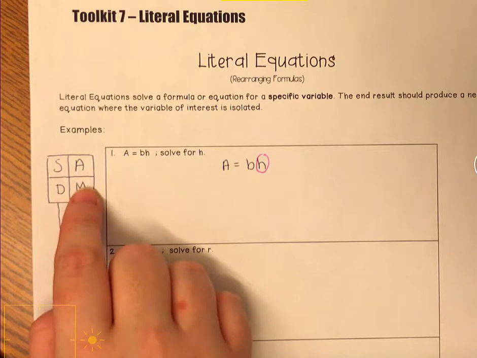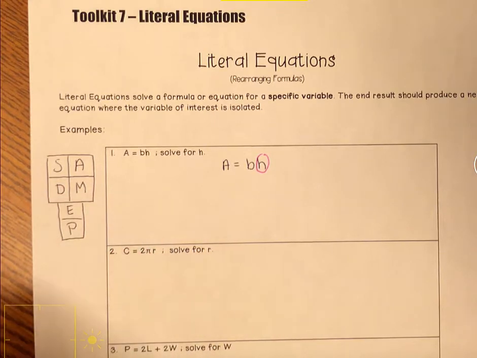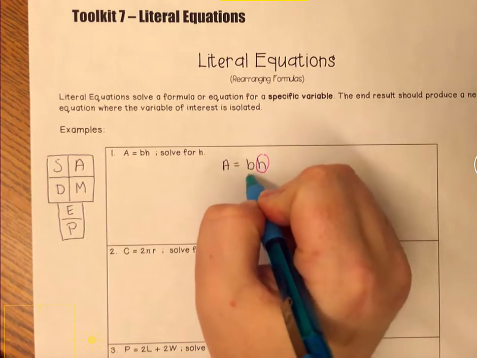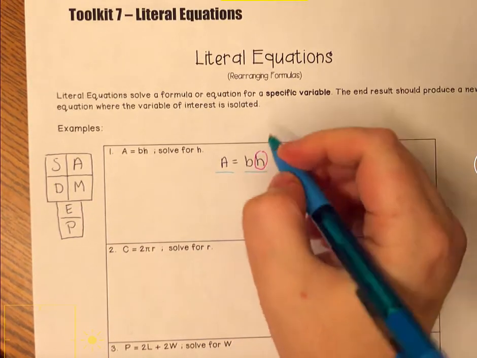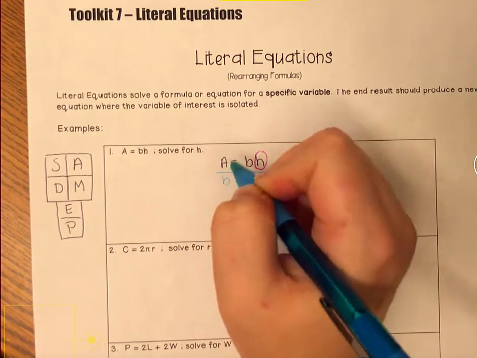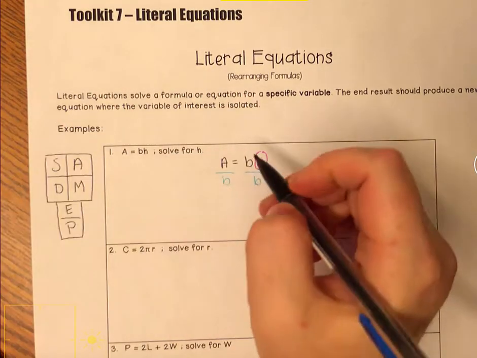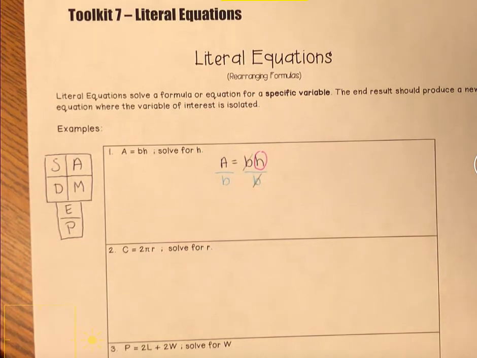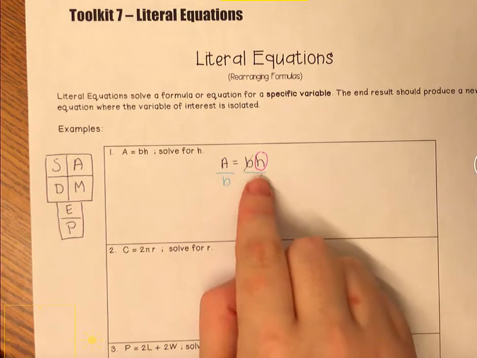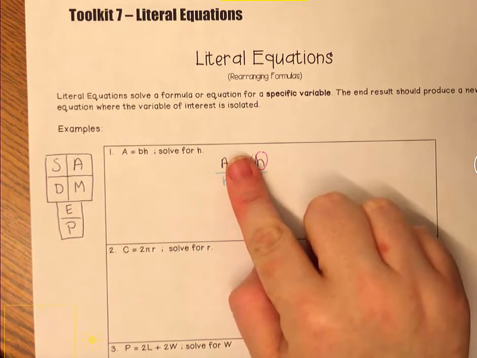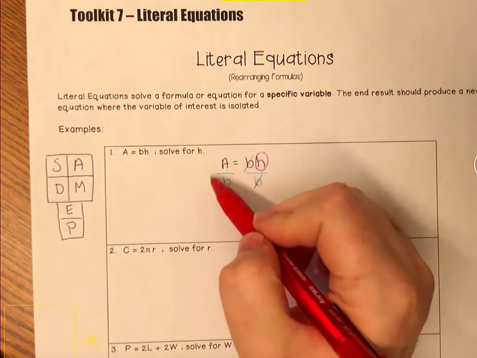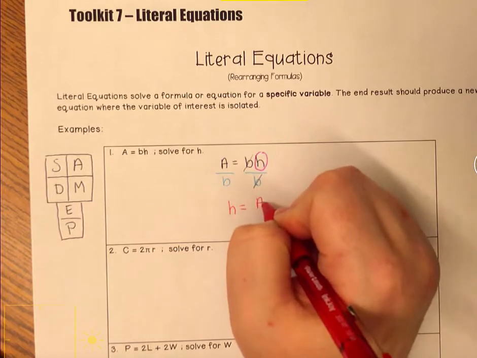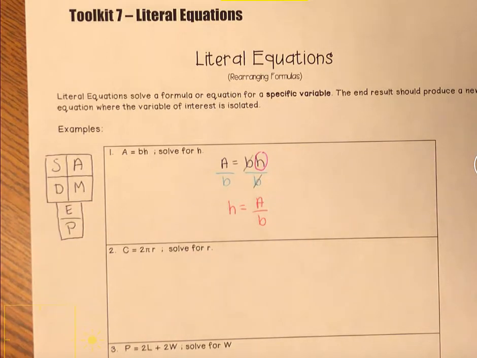If I am multiplying and I want to solve, I do the inverse of multiplication. I want to divide away from that H. So I want to divide everything by whatever is attached to the H. B is attached to the H, so I divide by B on both sides. When this happens, the B on the right goes away from top and bottom. I will have H completely alone because once those are gone, H is 100% alone. So I can say that H is equal to A divided by B. And that is our literal equation.